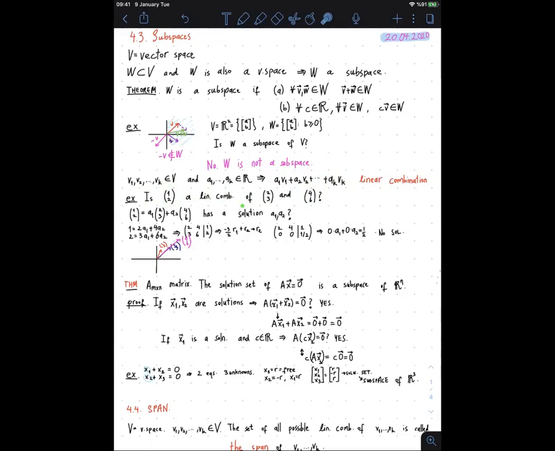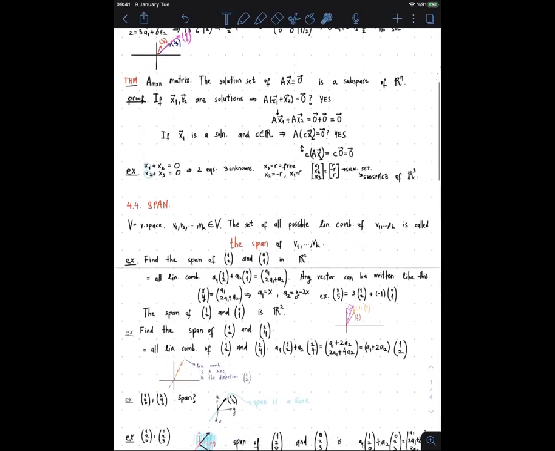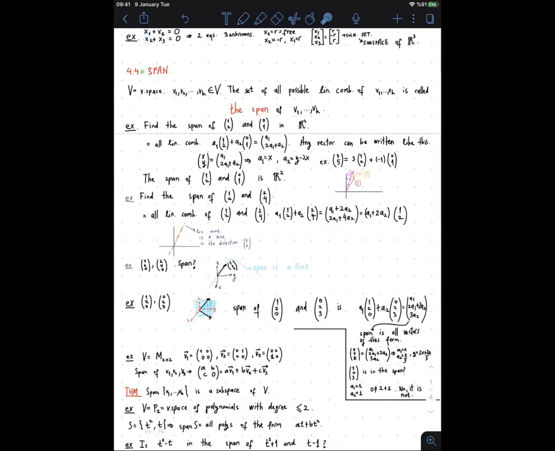Then we looked at problems like this: is a given vector a linear combination of the other vectors? Vectors can mean different things. For example, in the vector space of matrices, the vectors are matrices. Section 4.4 is something called span. What was the definition of span? We are given a vector space and some vectors in it. Then we consider the set of all possible linear combinations of these vectors, and the resulting set is called the span of these vectors.